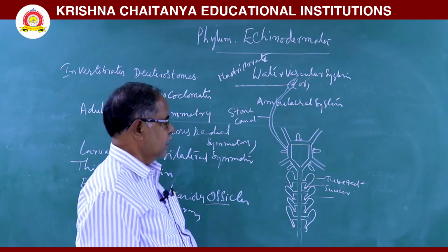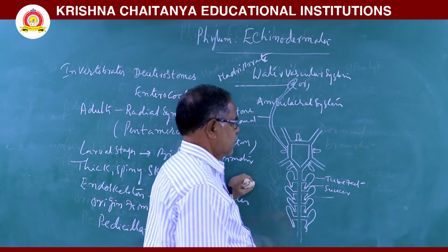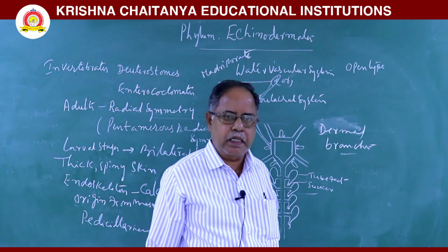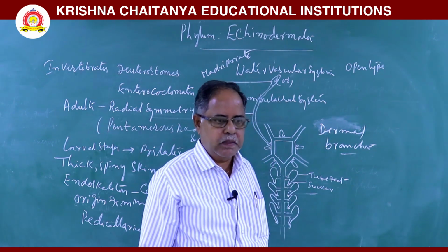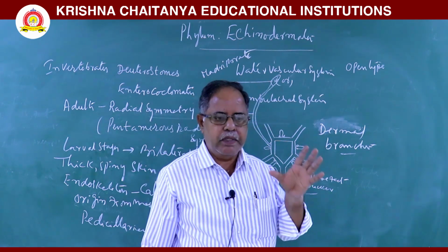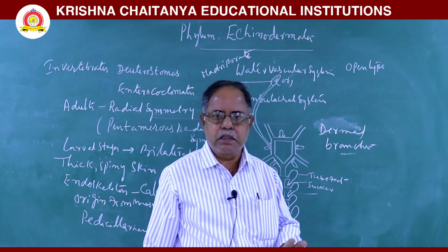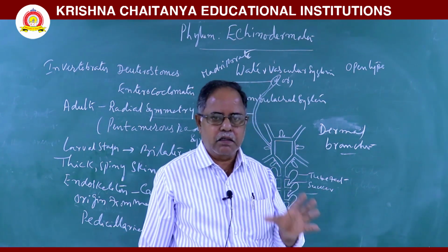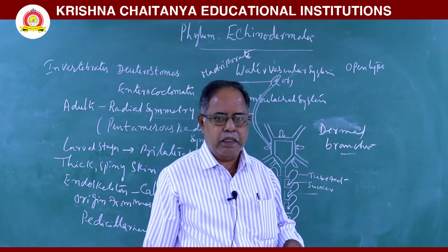Next, in these animals, respiration is done by papillae or dermal branchiae. Here, an open type of circulatory system is there. In this circulatory system, heart is absent and blood vessels are absent. There are no specialized excretory organs.